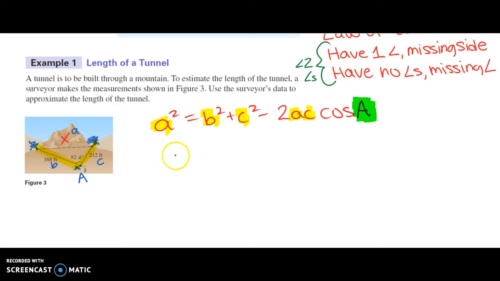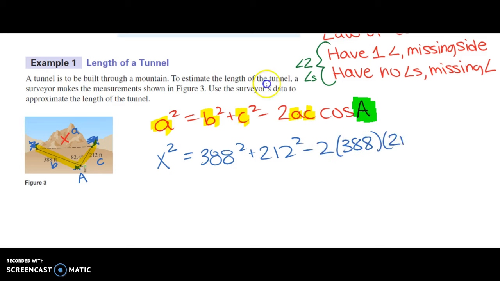So if I plug this in, I get the side I'm looking for squared equals the other two sides squared minus 2 times those other two sides that intersect my angle times cosine of my angle, which has to be the angle across from what you're solving for. I'm solving for x, so I use that angle. Now, this whole right side I can type in my calculator. I would advise you to write this first step down. We can take it step by step, but there's really no reason to when I can type that entire thing in my calculator.